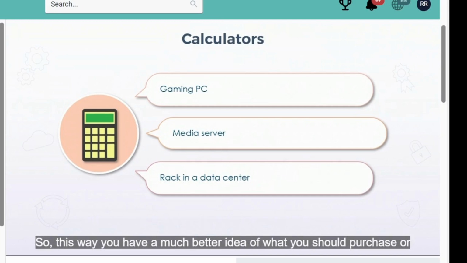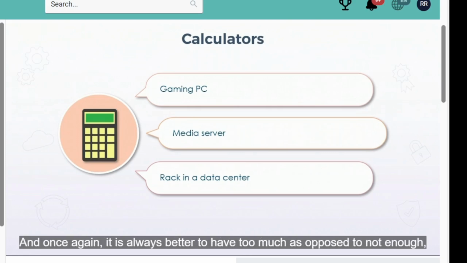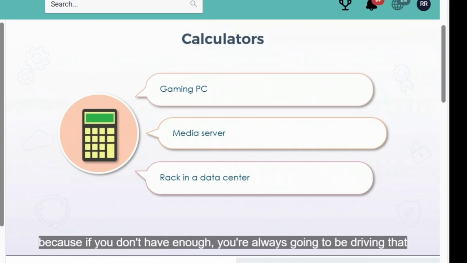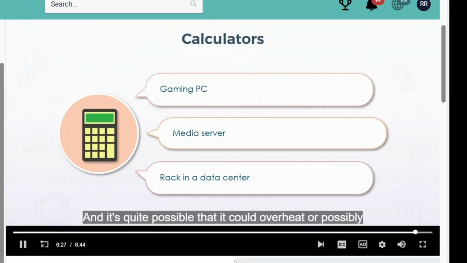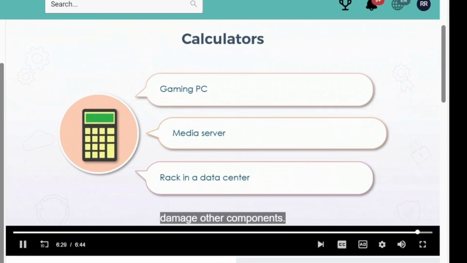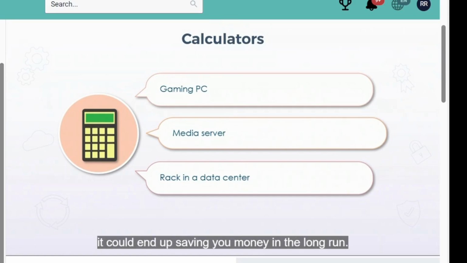So this way you have a much better idea of what you should purchase or acquire to ensure that you do provide adequate wattage. And once again, it is always better to have too much as opposed to not enough, because if you don't have enough, you're always going to be driving that power supply at its maximum levels, and it's quite possible that it could overheat or possibly damage other components. So while a power supply with too much power might cost a little bit more, it could end up saving you money in the long run.